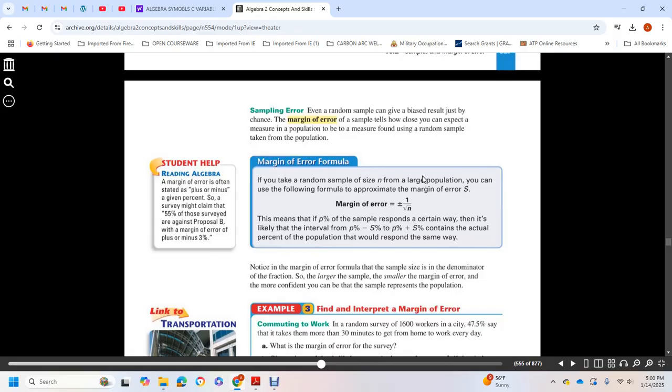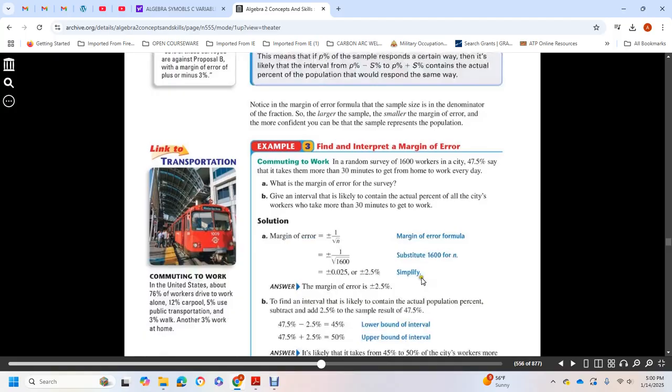Margin of error formula. For a random sample of size n taken from a large population, use the following formula to approximate the margin of error. Margin of error equals plus or minus 1 over the square root of n. If p percent of the sample responds a certain way, the percent of the population that would respond that way is likely to be within that margin of error of p percent. Notice that in the margin of error formula the sample size is in the denominator of the fraction, so the larger the sample, the smaller the margin of error, and the more confident you can be that the sample represents the population.